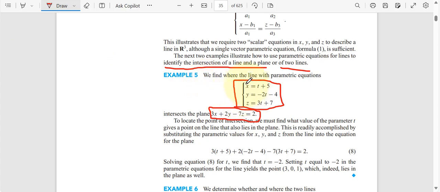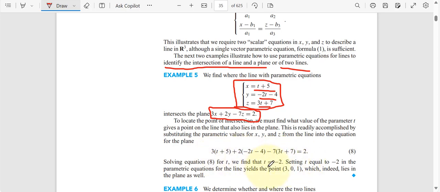And what we could do is take these values of x, y, and z, and replace x by this part, y by this part, and z by this part. Then, instead of an equation in x, y, and z, we're going to have an equation for just t. And presumably we can solve that for t. And so that's exactly what they do here. And then they solve it for t. So that's probably not that hard.